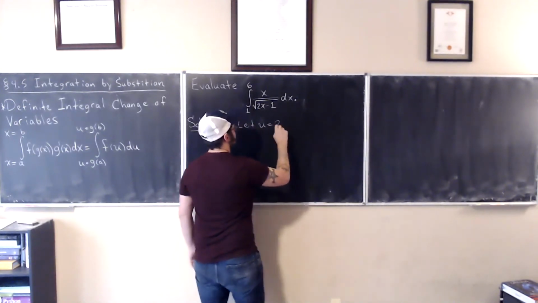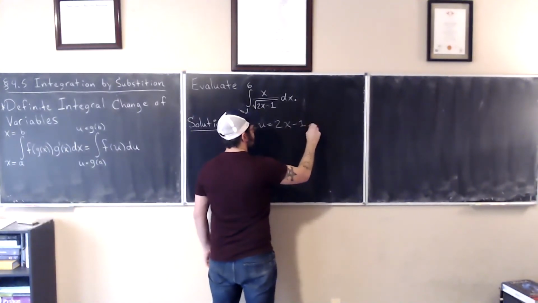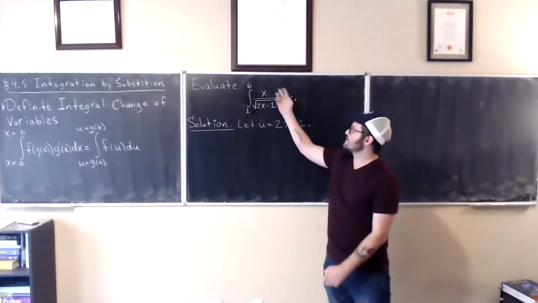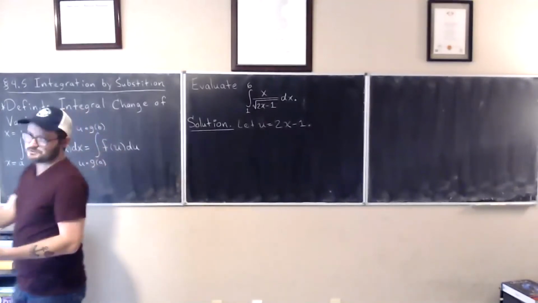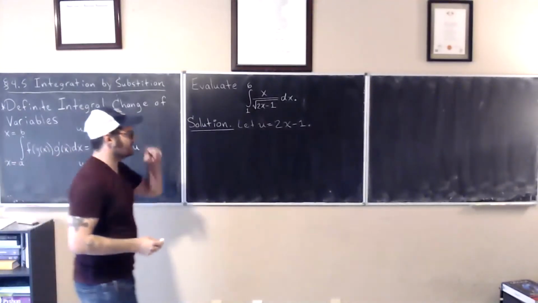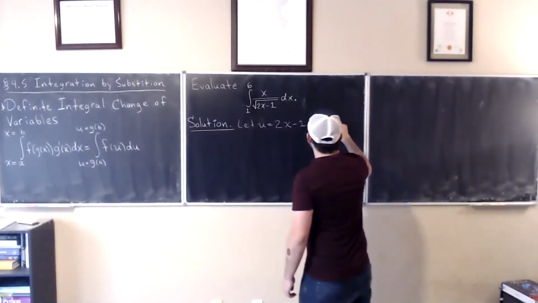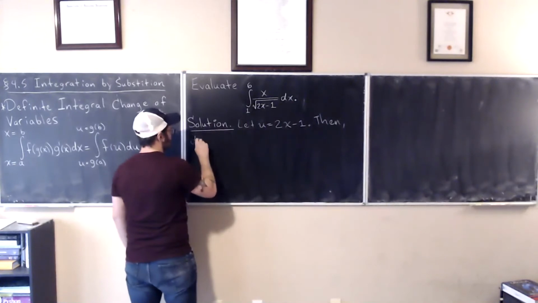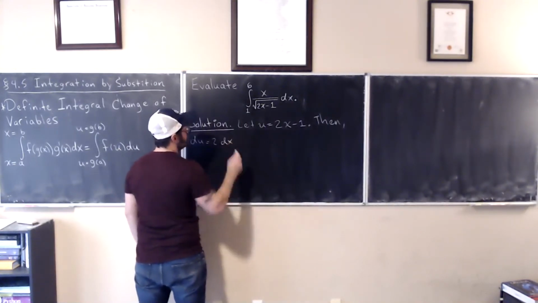u is equal to 2x minus 1. And then as before, we're going to play this game of replacing everything in terms of x with u, right? Every variable x with some version of u. So then immediately I see that du is equal to 2 dx.